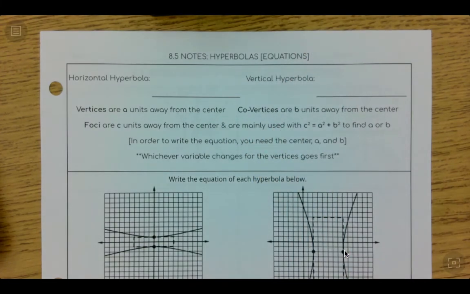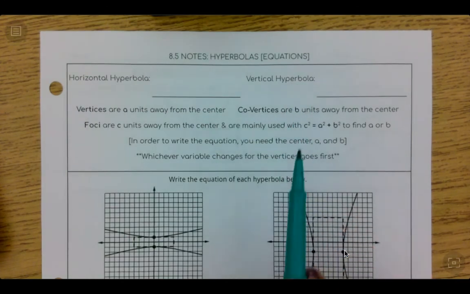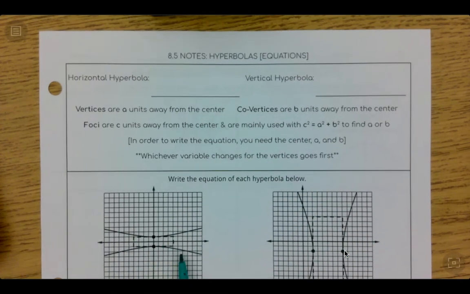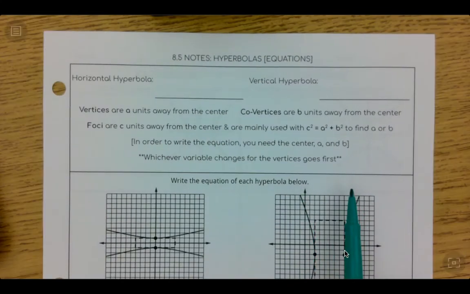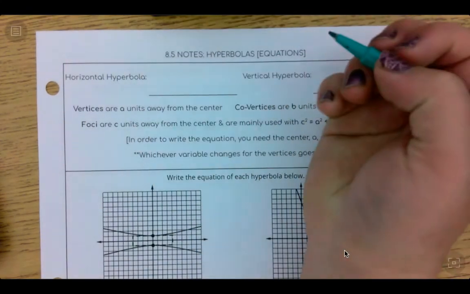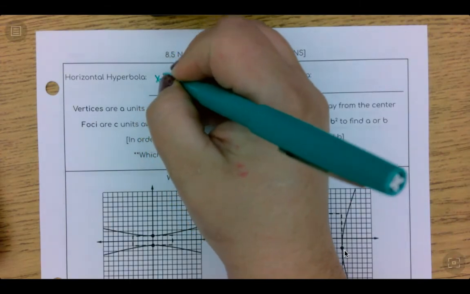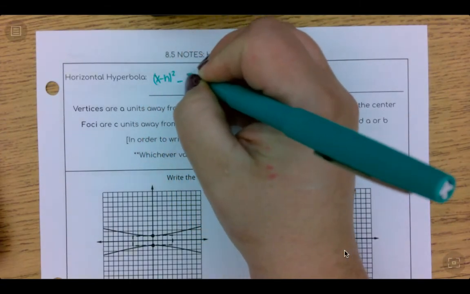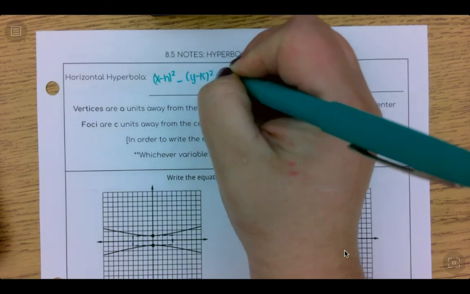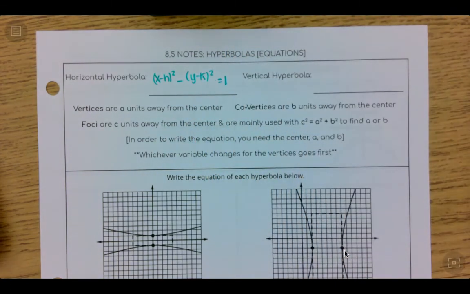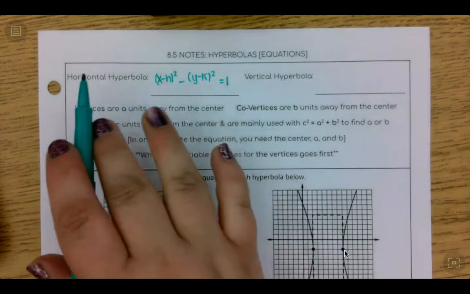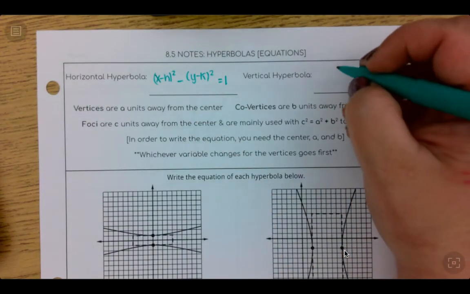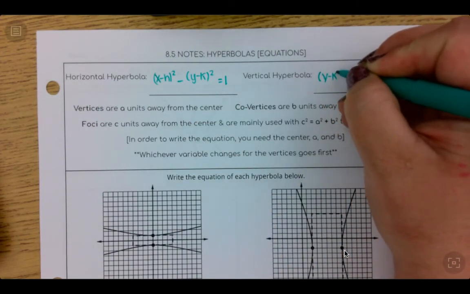One of the things that we talked about was the difference between a horizontal and vertical hyperbola. A vertical hyperbola looks something like this, where it's going up and down. A horizontal one goes side to side like the second one. On a horizontal hyperbola, x goes first. And x and y both have this minus h and minus k part because that is the center. And x goes first in a horizontal one, and in a vertical one, y goes first.